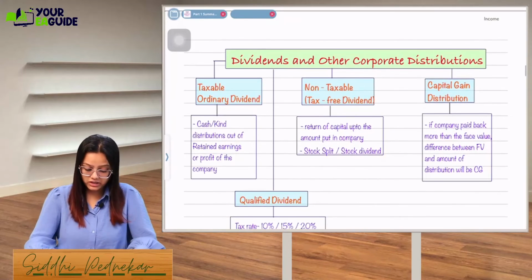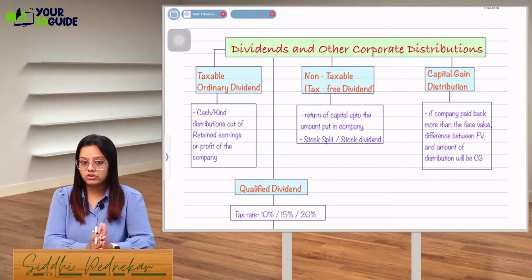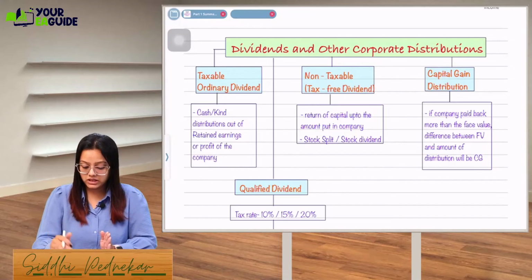Next is dividends and other corporate distributions. This is very simple to understand. I know that there is a lot of theory in our book, from the class notes.